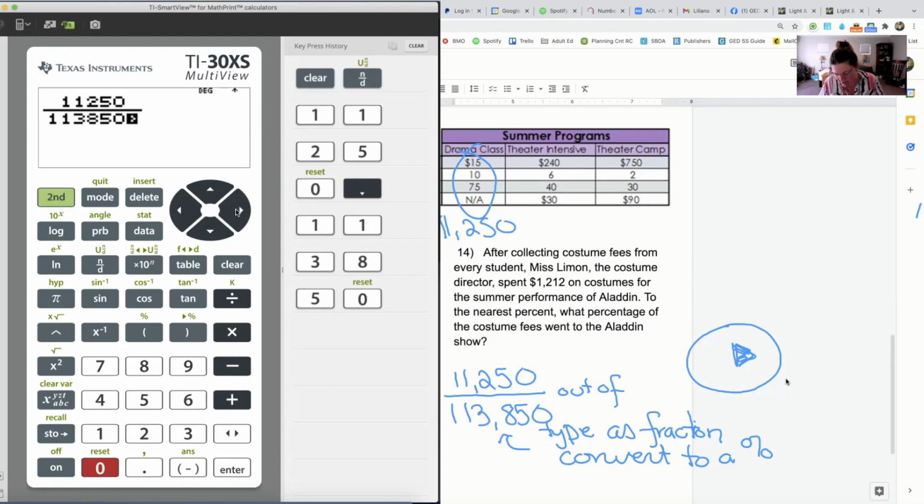Now, convert to percent looks like this. It's a little arrow. That means convert in your TI. That's not a math symbol. It's just how the TI calculator says convert. And then it has a little percent there. So I'm looking for convert to a percent.